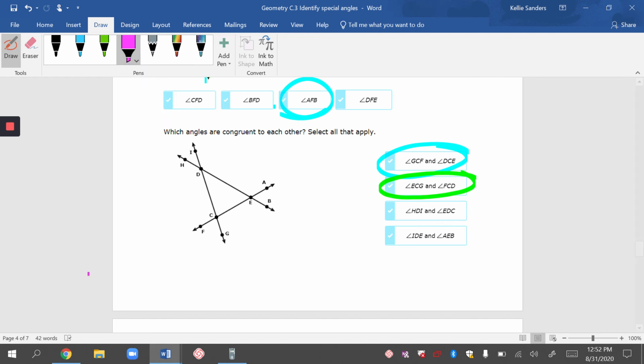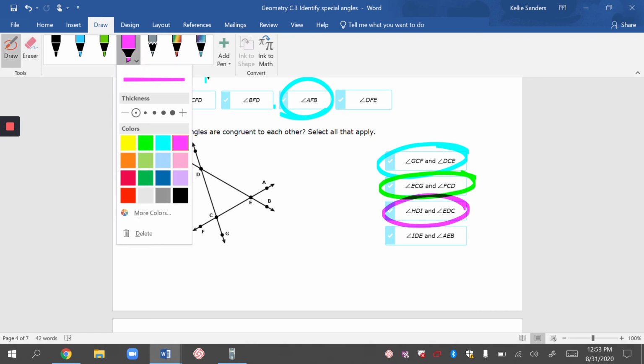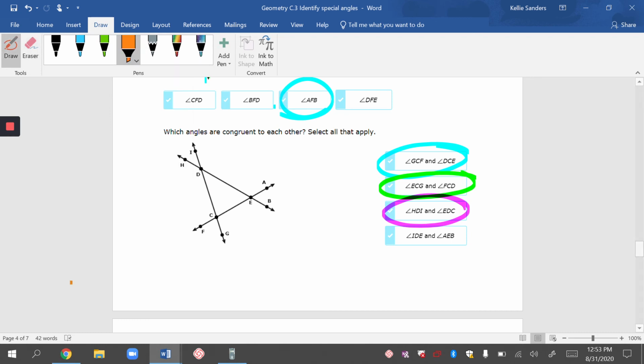HDI, EDC. Yes, those two angles are vertical, so those are congruent. Last one, IDE. This angle and AEB. No, they have nothing to do with each other. They're not even close to each other. Those are not congruent. So we had 3 that were congruent.